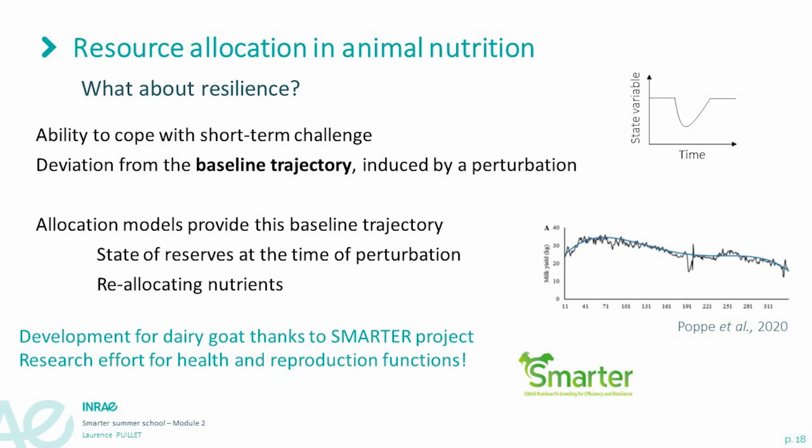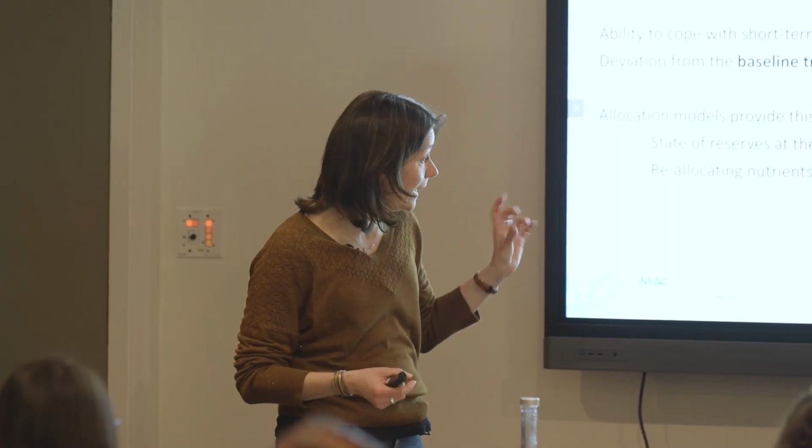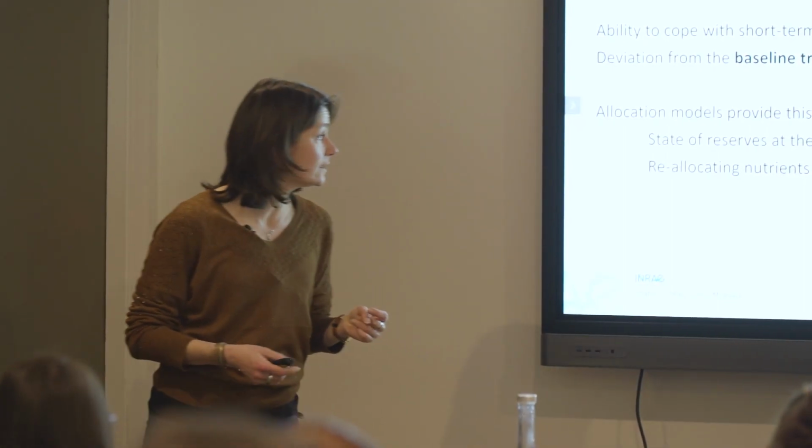And just a little bit about resilience, because so far my talk was very much about feed efficiency, but Smarter is also about resilience. You've seen a lot of resilience aspects this morning. Resilience can be defined in many ways, but let's say the ability to cope with a short-term challenge, or deviation from a baseline trajectory induced by a perturbation. The idea is that allocation models are able to provide this baseline trajectory. So this is the link I can make with resilience.